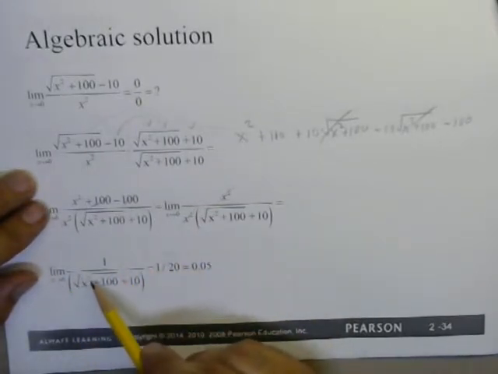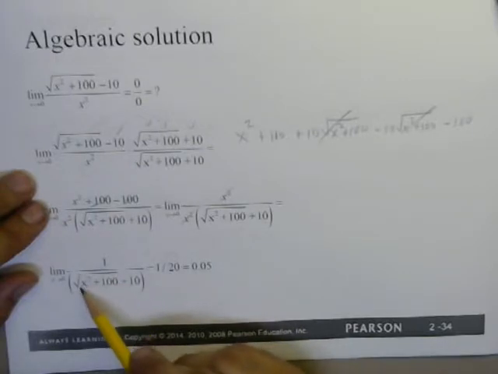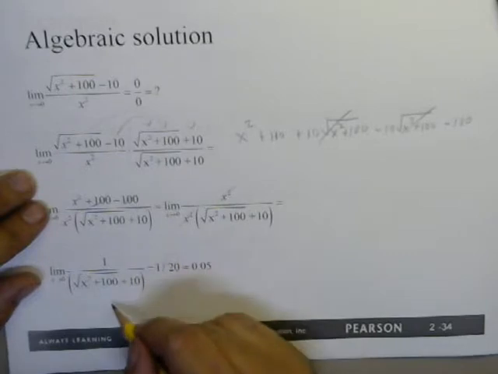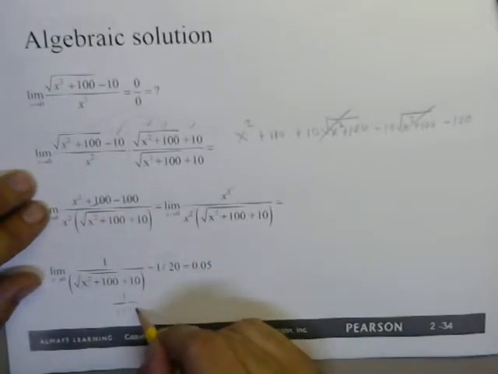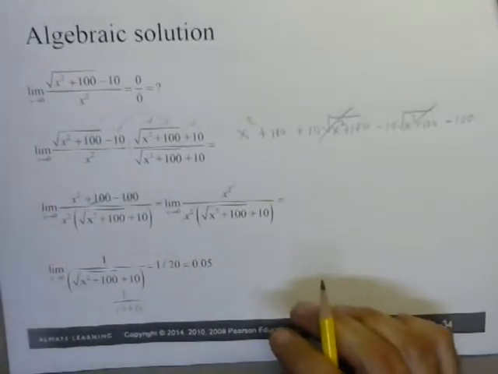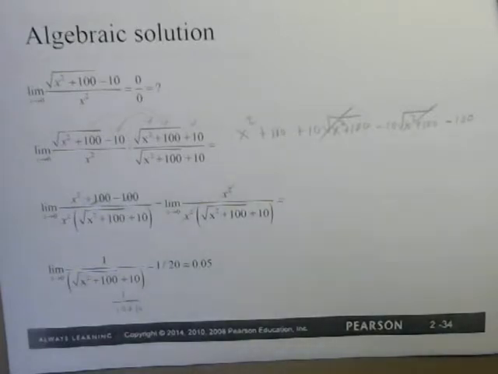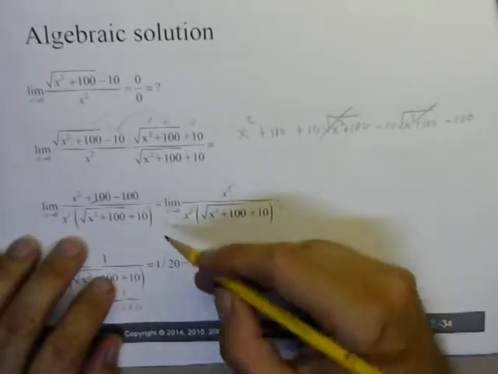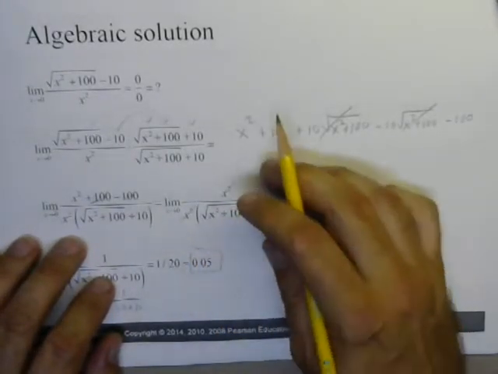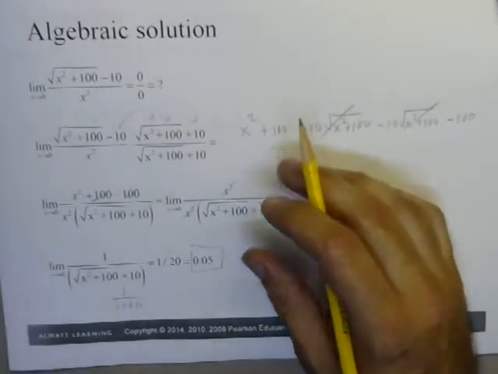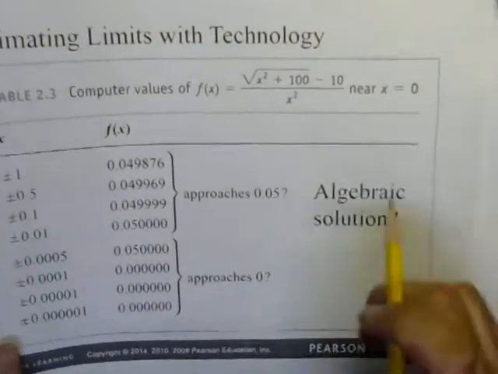As x approaches 0, this will get closer and closer to 0, so you'll get the square root of 100, which is 10. So this will wind up being 1 over 10 plus 10, which is 1 over 20, or 0.05. So that 0.05 answer that we got before is the answer. And if you graph the function, you can see that.